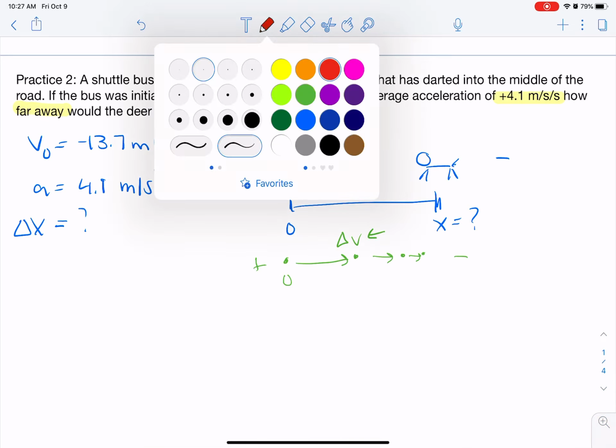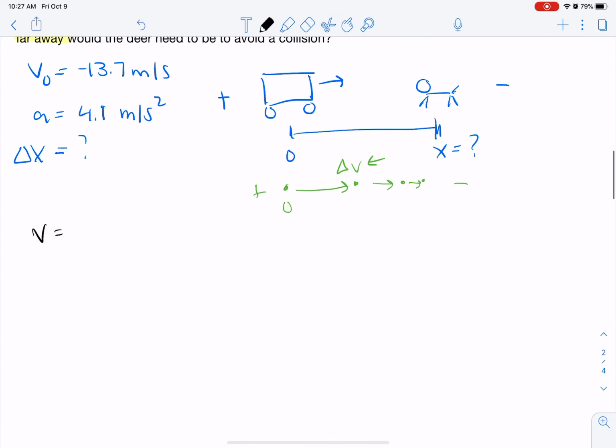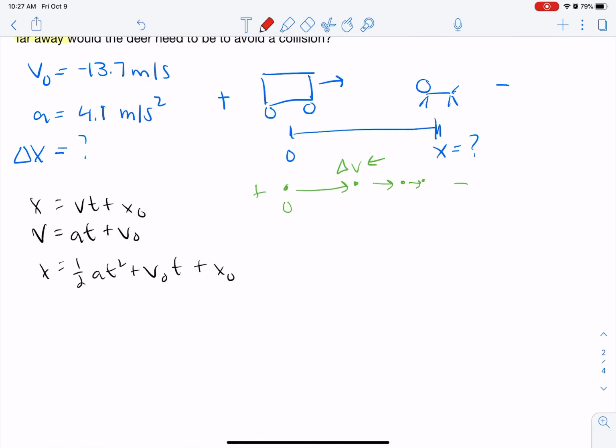Okay, now let's look at the equations that we have and see what we can use. We have v equals at plus v naught, x equals vt plus x naught, and x equals 1/2 at squared plus v naught t plus x naught. Okay, so we know right off the bat we can't use this because we have an acceleration. We would like to use this, right? Because we want to find that. So let's see, we have the acceleration, but we don't have the time. We have the starting velocity, we don't have the time. So we can't use this yet. We need to find the time first.